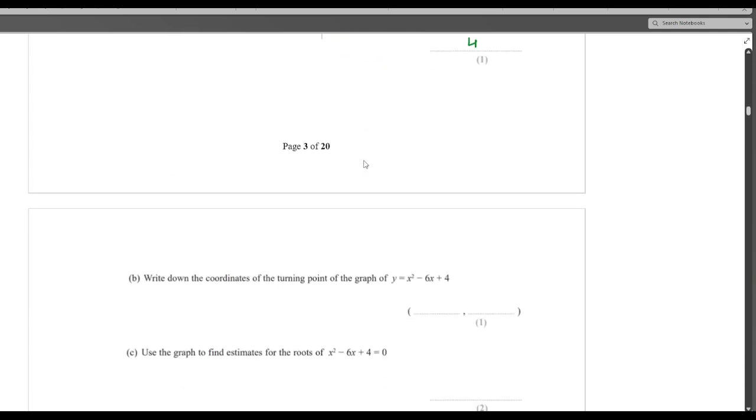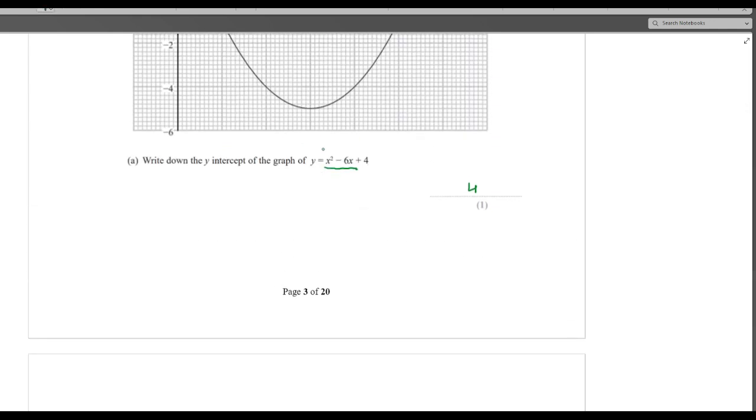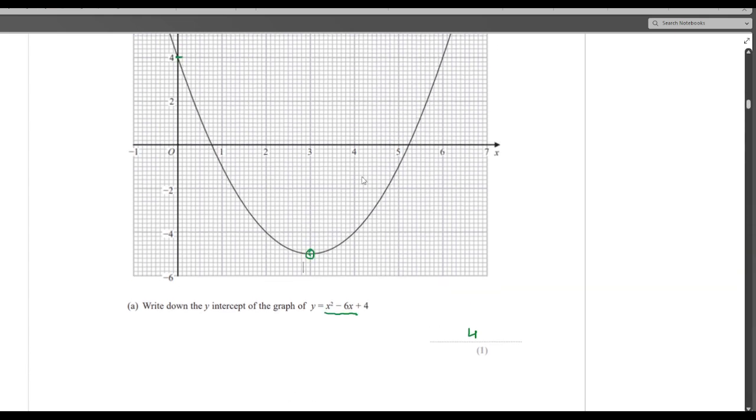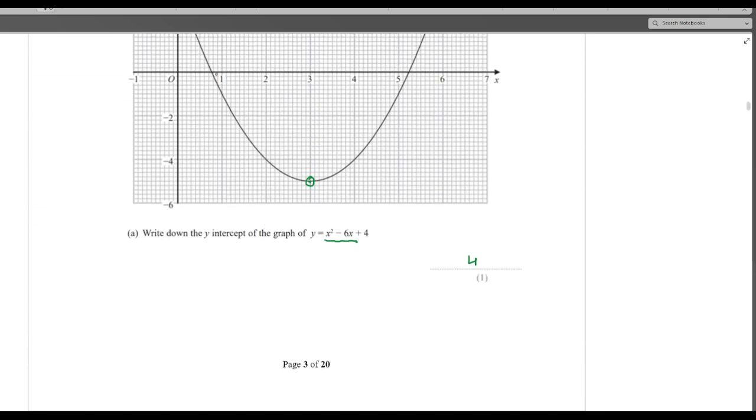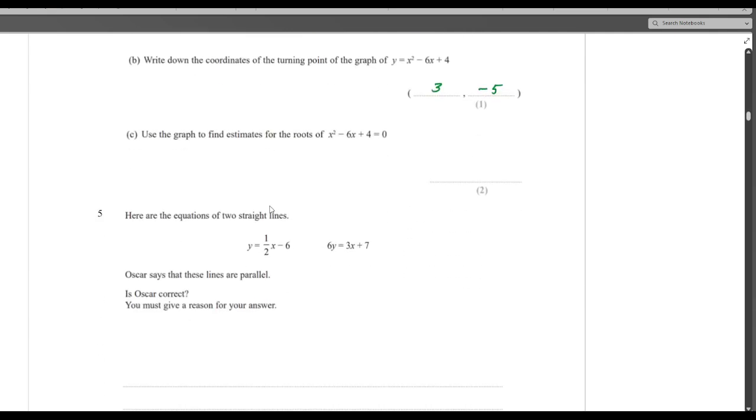Now write down the coordinate of the turning point of the graph. So here the graph is taking a turn. This is the turning point. So it is 3 comma minus 5. Okay, this is your turning point. Its y coordinate is minus 5 and its x coordinate is plus 3. So 3 comma minus 5.